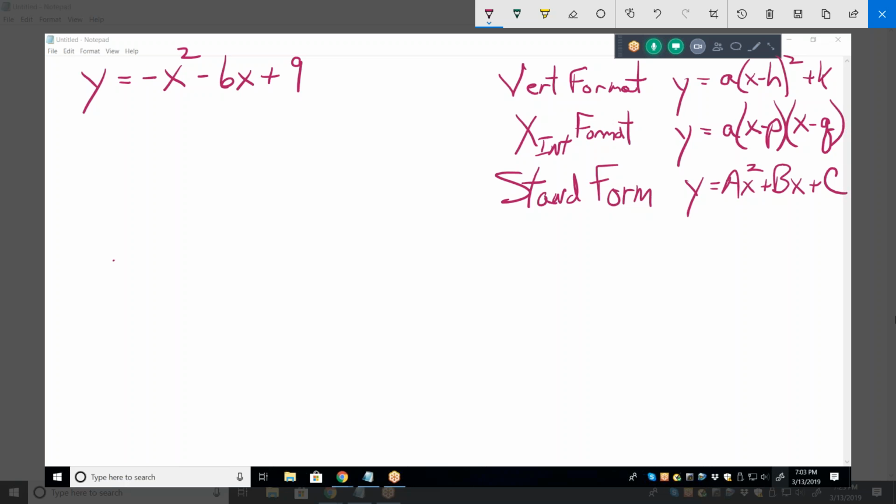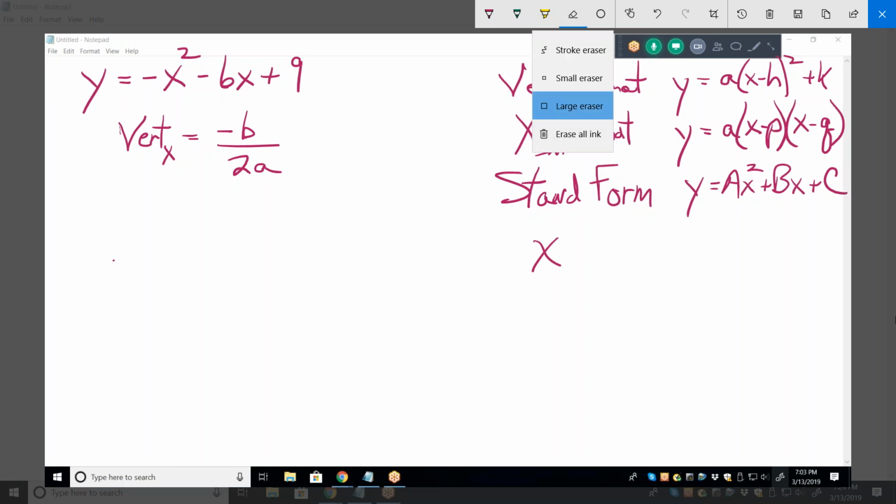I happen to believe the easiest method of graphing it when they give it to you in standard format, you got to remember this. The vertex x coordinate, which I write like that, is equal to minus b over 2a. And notice that's the first half of the quadratic formula, right? Quadratic formula is x equals minus b plus or minus square root.